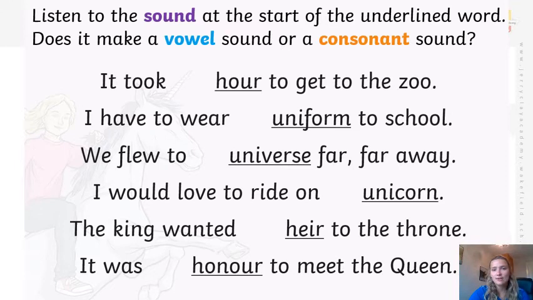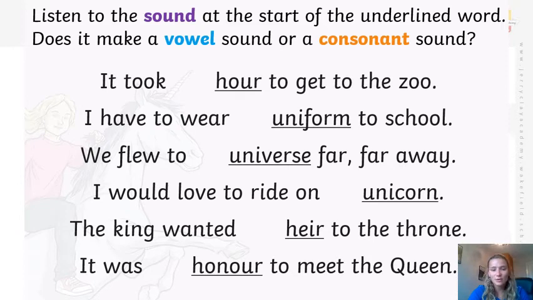So listen to the sound at the start of the underlined word. Does it make a vowel or a consonant sound? And I'd like you to now have a quick recap and have a read of this. You can either read it verbally or you can write it down to see whether a or an would go in the gap. Once you've had a go at doing that, let's have a look to see if you've got it correct.